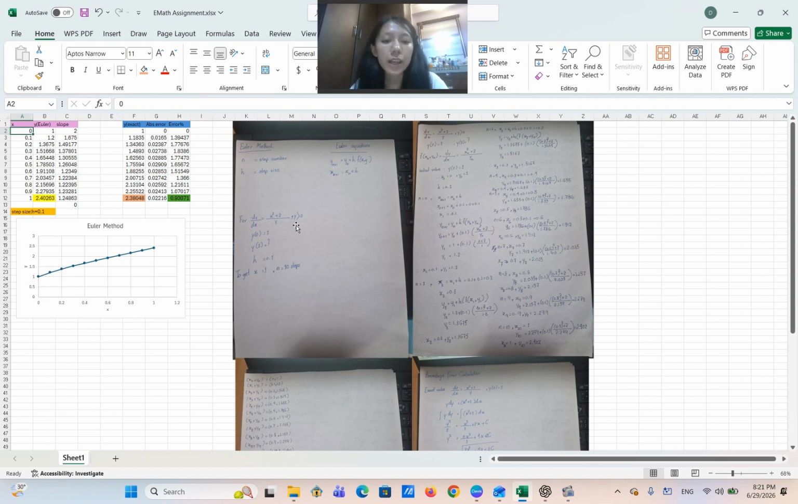This is the problem we have. It already gives the differential equation, and it also gives y(0) = 1, which means the initial values of x and y are 0 and 1. And we have to find the value of y(1).